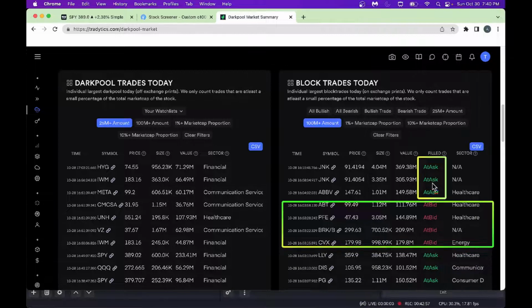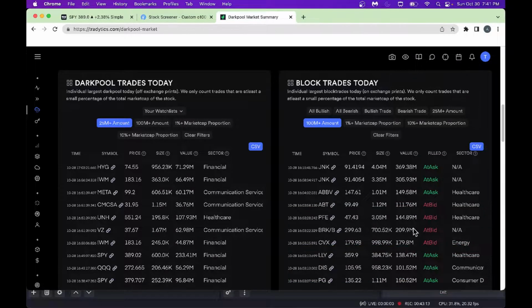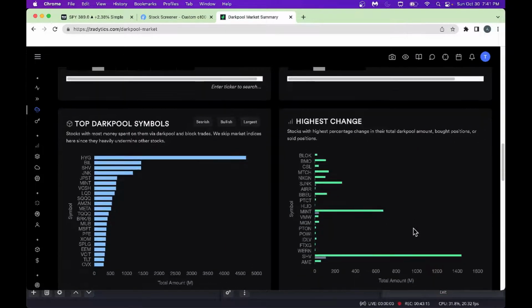Whenever it's at ask call, it's a good sign here. When it's at bid here, it's a little bit not great. It may be negative, depending on call or put though. And then they tell about a few more here at ask. That could be positive here. All right, so now we got dark pool symbols here.